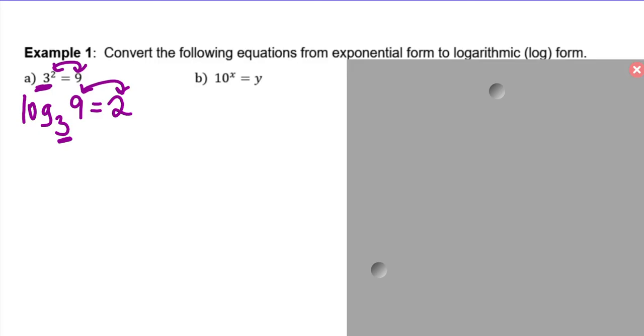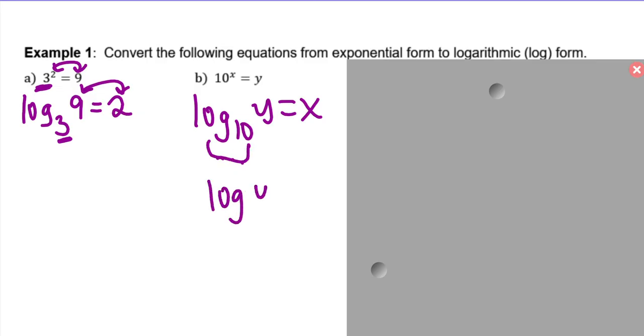Let's look at b. 10 to the x is equal to y. So we're going to write log base 10 of y is equal to x. Remember, we might not see log base 10, so instead we're going to write just log of y is equal to x. That's equivalent because when it just says log, that means it has a base of 10. Pause the video right now and try the next 2 examples.